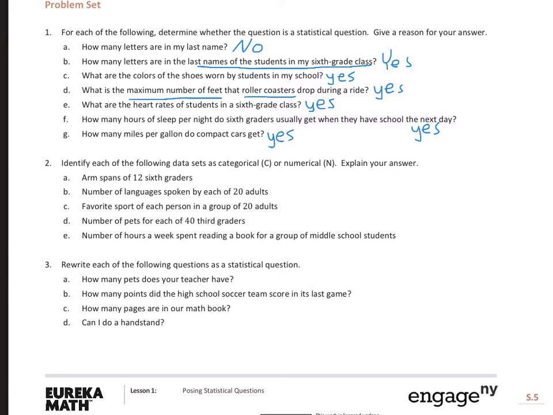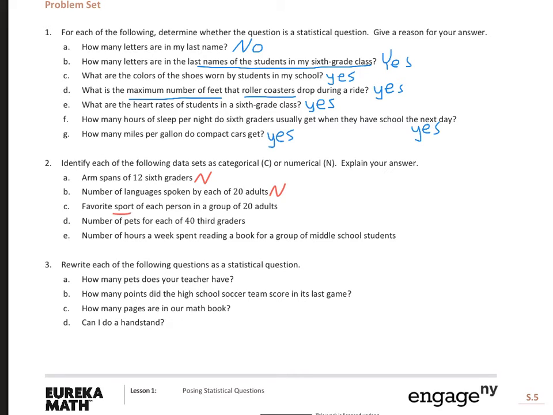Okay, so for number 2, we're just identifying, is it categorical, meaning words that we're looking at, or is it numerical, meaning numbers that we're looking at? Arm spans of 6th graders. So an arm span would be a measurement that we would take, a distance, so that's going to be numerical. Letter B, number of languages spoken by each of 20 adults. So we're not going to be asking them what language, we're going to ask how many languages. That's going to be numerical.